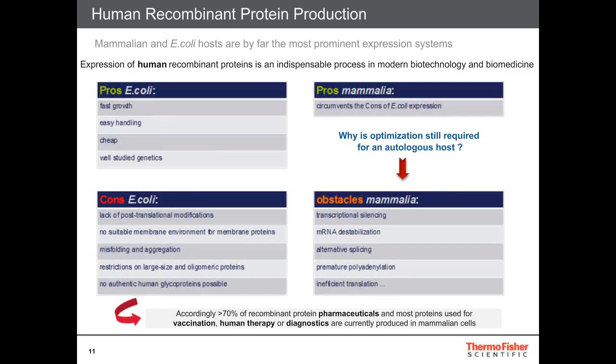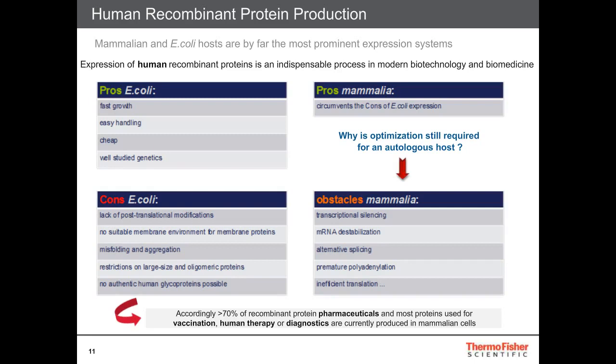Okay, so if we talk about protein production, and we want to talk today about the production of human recombinant proteins, certainly this production of human proteins is an indispensable process for modern biotechnology and biomedicine. And by far, mammalian and E. coli hosts are the most prominent expression systems to do this job. The advantages for E. coli expression are obvious. It's fast-growing, it's easy to handle, and it's a quite cheap and well-understood organism.